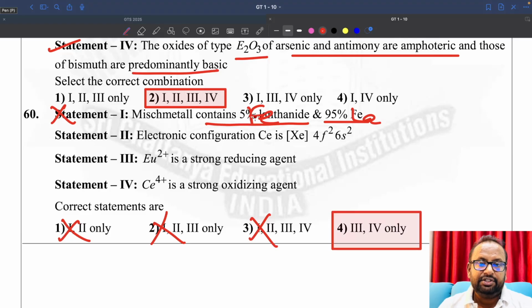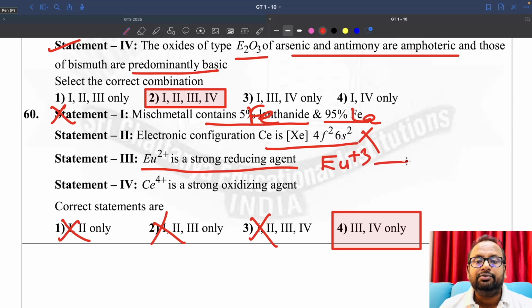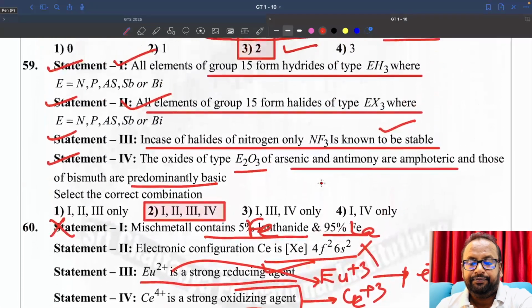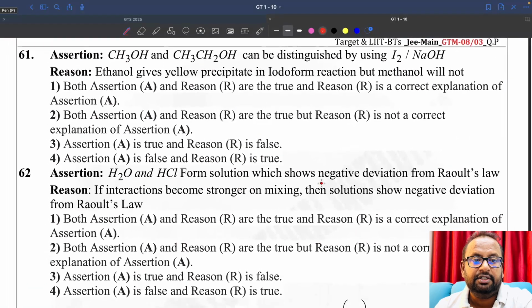So electronic configuration of cerium is xenon 4f2 6s2. ये भी गलत statement है, right? So Eu plus 2 is strong reducing agent. Yes, Eu plus 3 is more stable than Eu plus 2. Eu plus 2 would like to lose 1 electron. So that's why it's a good reducing agent. This is the correct statement. And cerium plus 3 is a strong oxidizing agent. Cerium के लिए plus 3 stable है. So that's why 3, 4 are correct statements. These are the NCERT direct statements. Right. So we'll move to the next question.